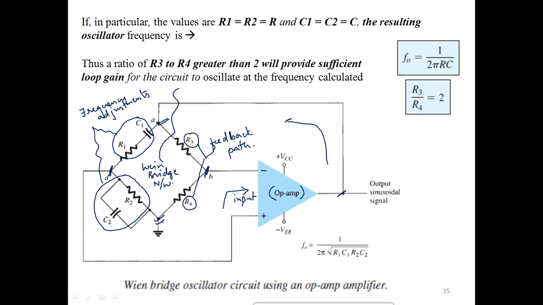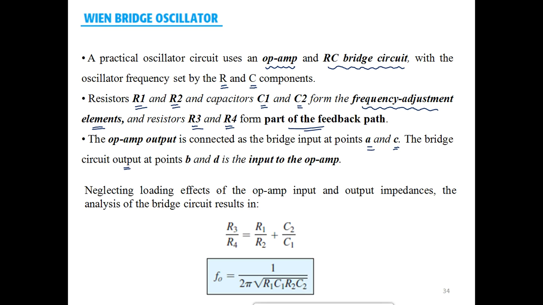Okay, so this forms the feedback or the output path which is being given to the feedback network. I hope the purpose of each and every component in this particular circuit is clear. R1, C1, R2, C2 form frequency adjustment elements. R3 and R4 form the feedback path, and the output of the amplifier is connected to the points A and C, and the points B and D of the Wein bridge network are connected to the input of the operational amplifier.